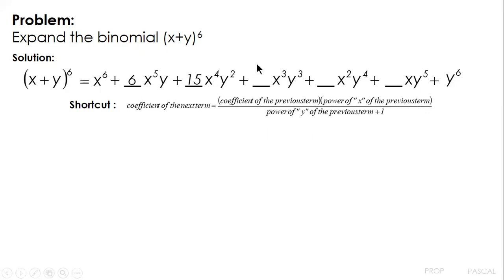This one, what's the value of this? Coefficient of the previous, 15 times 4 divided by 2 plus 1, 3. So 15 times 4, that's 60. Divided by 3, that's 20. And then this one, it's 20 times 3 divided by 3 plus 1, 4. 20 times 3, 60 over 4, that's 15. And then 15 times 2 over 4 plus 1, 5, you have 6.